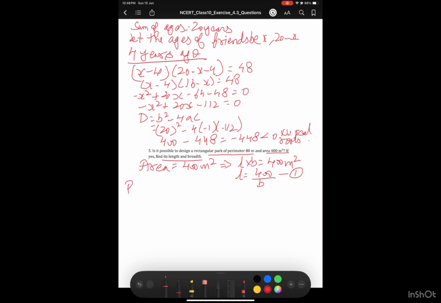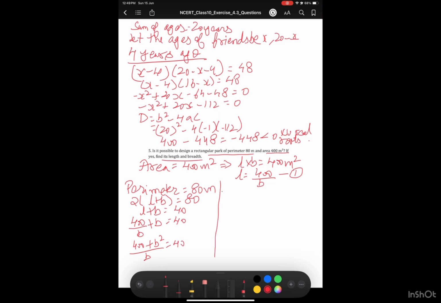Further, I am given perimeter is 2 into L plus B. So perimeter का formula लिखेंगे 2 into L plus B, that is given to us as 80 meter. 2 would be added over here. If I take 2 to another side, it will be divided. So L plus B will become 40 meters. Now from equation 1, in place of L, I'll put 400 upon B plus B is equal to 40. LCM लेंगे, solve करेंगे, 400 plus B square upon B is equal to 40.